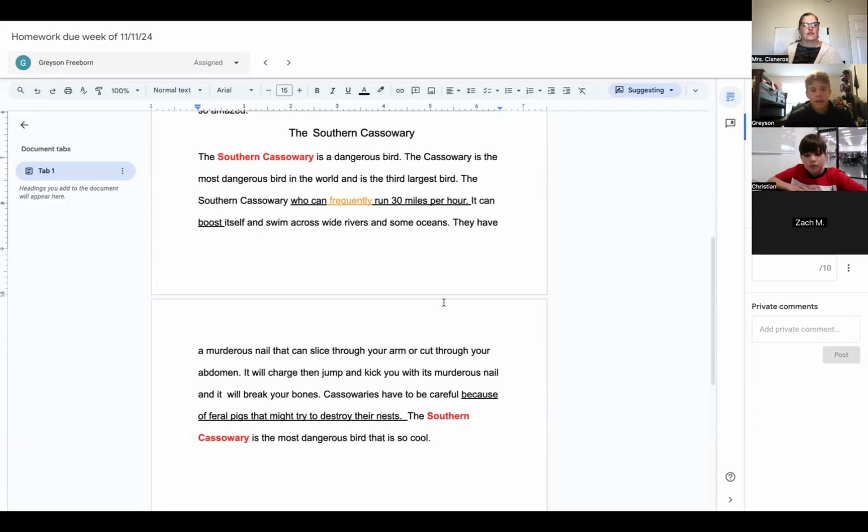The southern cassowary is a dangerous bird. This cassowary is the most dangerous bird in the world and is the third largest bird. The southern cassowary, who can frequently run 30 miles per hour, can boost itself and swim across wide rivers and some oceans. They have a murderous nail that can slice through your arm or cut through your abdomen. It will charge, then jump, and will kick you with its murderous nail and will break your bones. Cassowaries have to be careful because of feral pigs that might try to destroy their nests. The southern cassowary is the most dangerous bird.